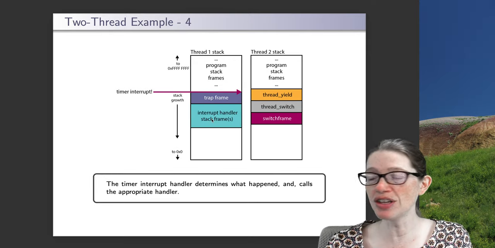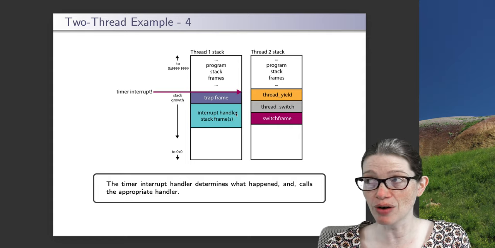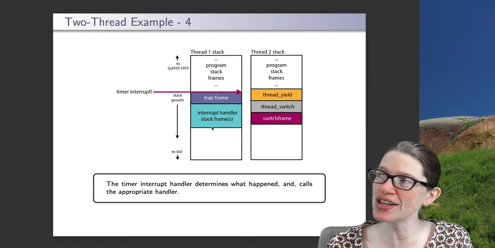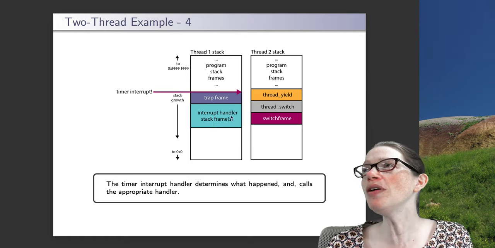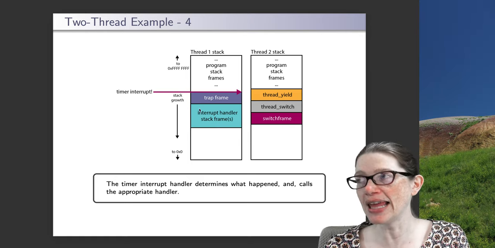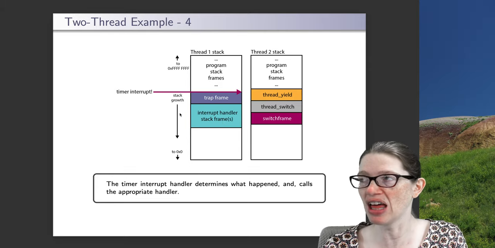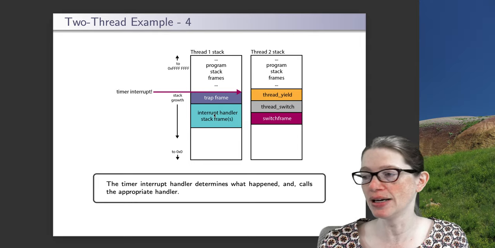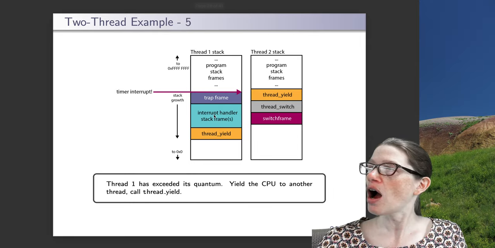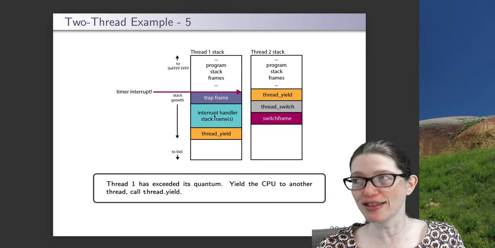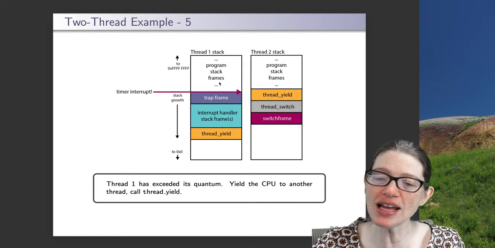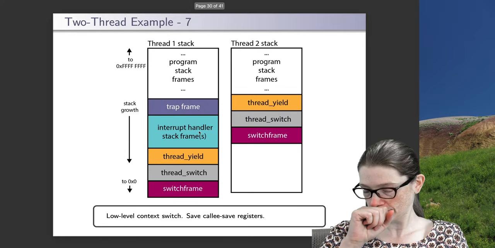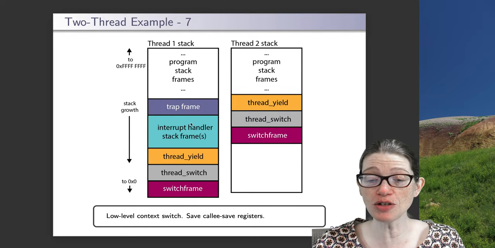And once we've stored the trap frame, then we're going to run the generic interrupt handlers and then the more specific ones. And again, this little turquoise aqua color box here, we will fill this in later. Right now, we're just going to leave it kind of blank. But when we talk about processes, we'll fill this in in great detail. Our timer interrupt handler is going to realize that this thread has exceeded its scheduling quantum, and so we're going to call thread yield, which calls thread switch, and that calls switch frame.